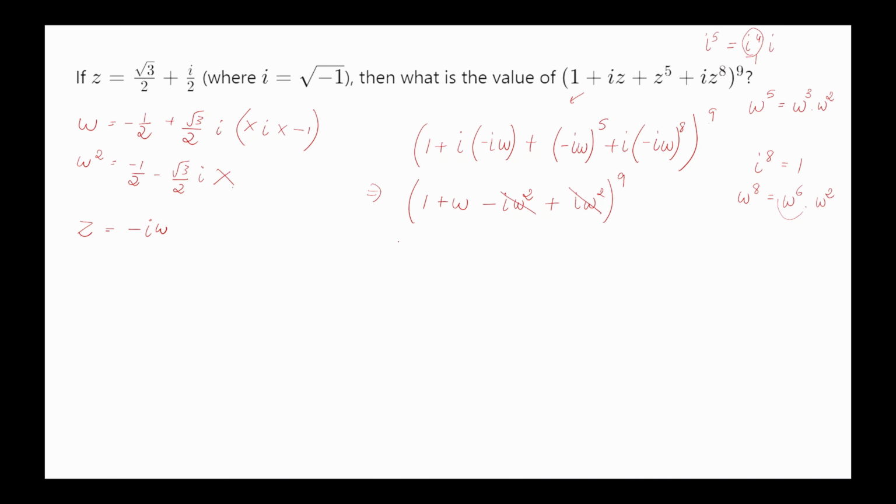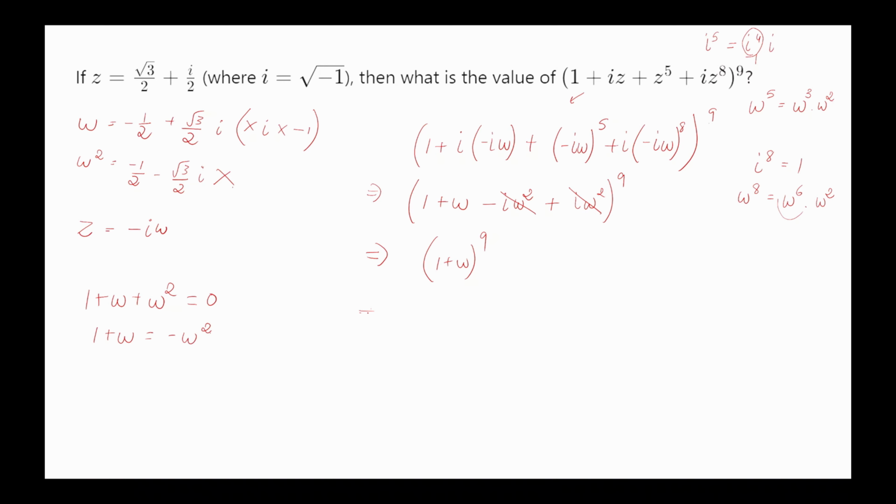Now this and this term can get cancelled out. And what are we left with? 1 plus omega to the power 9. Now I hope you all remember that we had studied 1 plus omega plus omega square. This used to be equal to 0. So from here I can say that my 1 plus omega would be minus omega square.